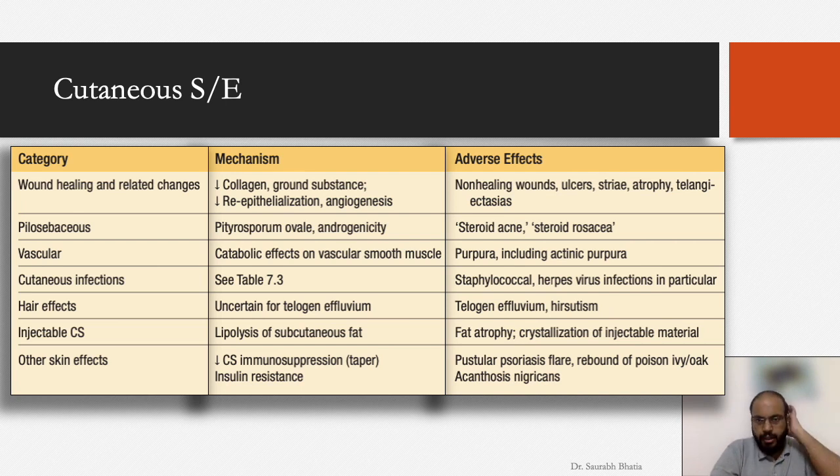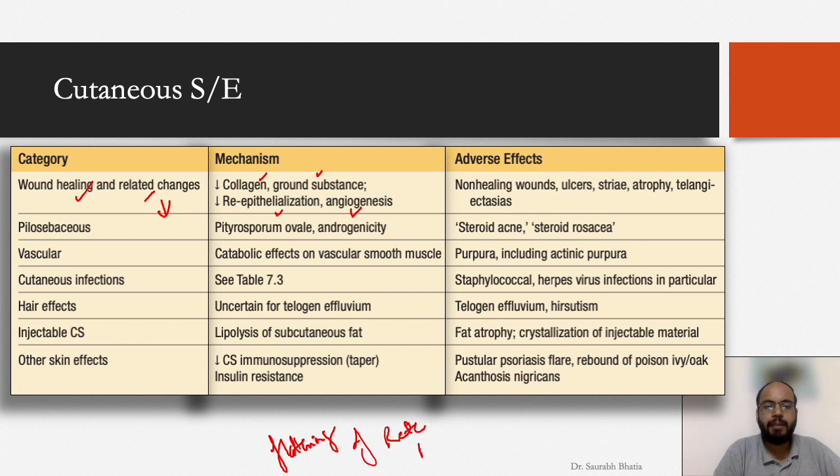Now, cutaneous side effects. Cutaneous side effects, we will just discuss a little bit because we usually know somewhat more about them. Wound healing and related changes. I have already told that wound healing is decreased because of decreased collagen, decreased ground substance, decreased reepithelialization, decreased new vessel formation. Additionally, there is flattening of rete pegs, or the papillae. That gets flattened. There is decreased mitotic activity in keratinocytes. So there is decreased division in keratinocytes. There is decreased fibroblast.